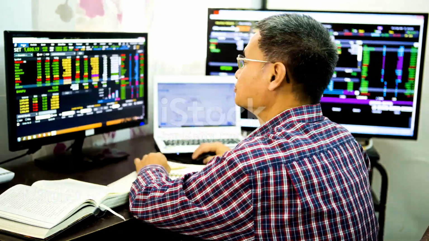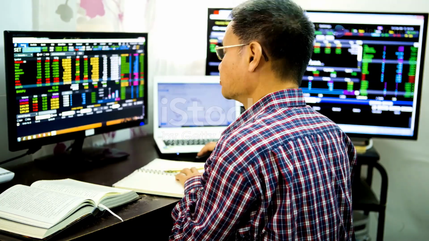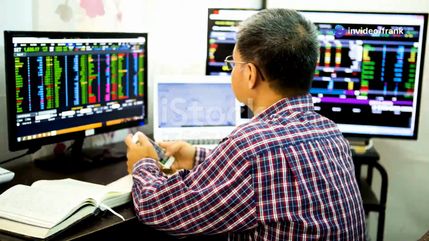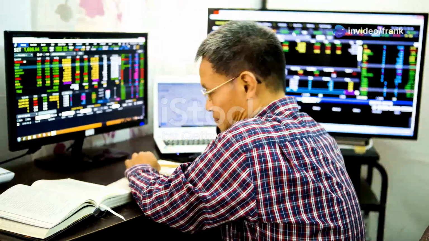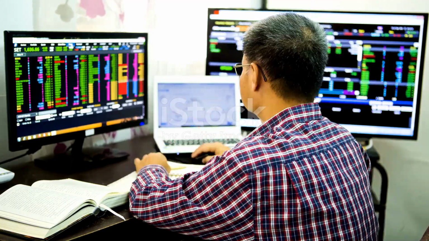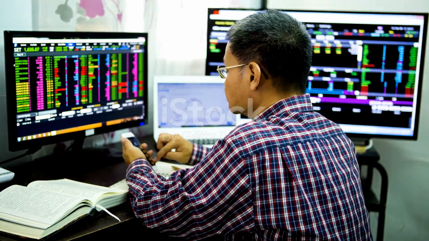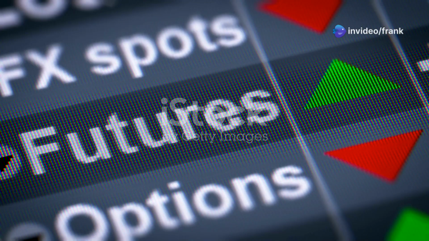Before you start trading options, it's crucial to understand the fundamental concepts and terminology that are commonly used in the options market. This knowledge will not only help you make informed decisions, but also enable you to communicate more effectively with other traders and financial advisors. You need to know the lingo. Options trading has its own set of terms that might seem confusing at first, but once you get the hang of them, they become second nature.